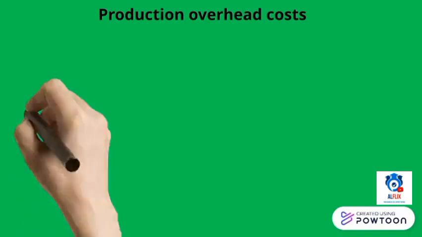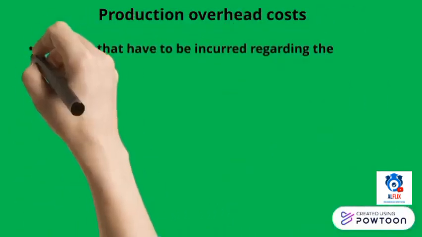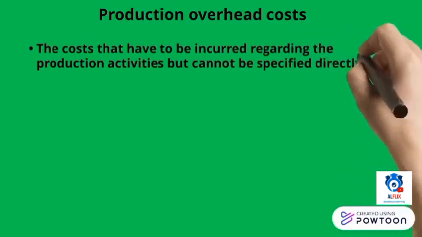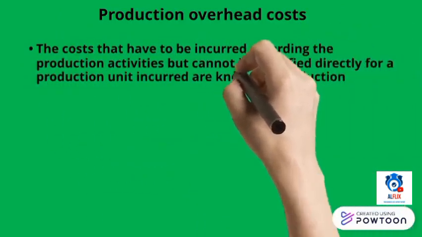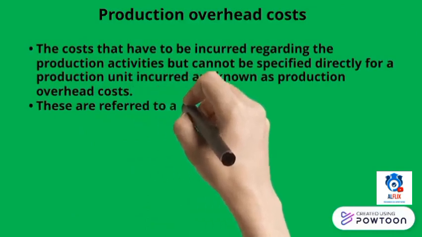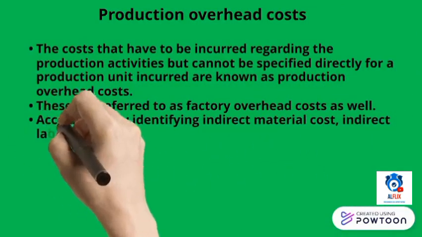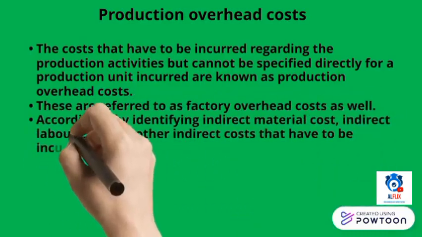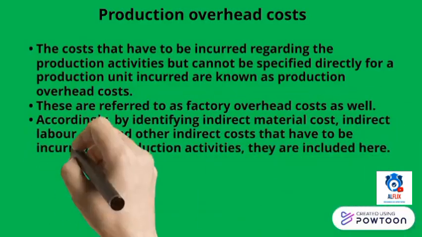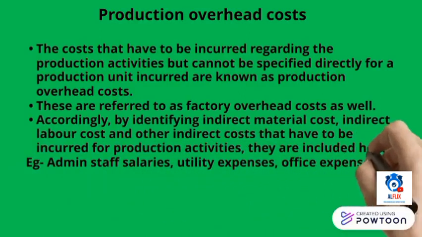Production overhead costs: the costs that have to be incurred regarding the production activities but cannot be specified directly for a production unit are known as production overhead costs. These are referred to as factory overhead costs as well. Accordingly, by identifying indirect material cost, indirect labor cost, and other indirect costs that have to be incurred for production activities, they are included here. Example: admin staff salaries, utility expenses, office expenses, etc.